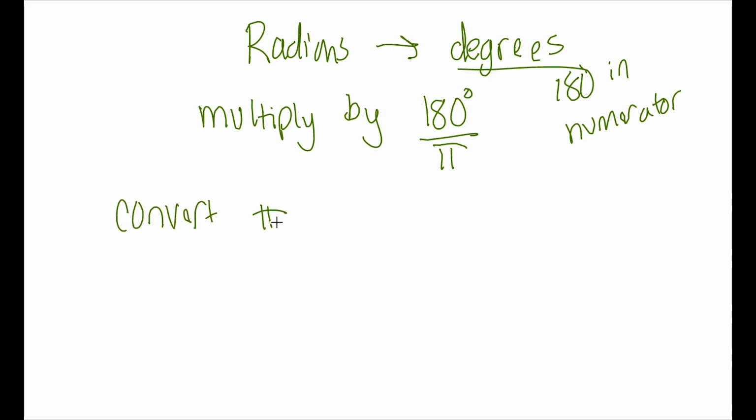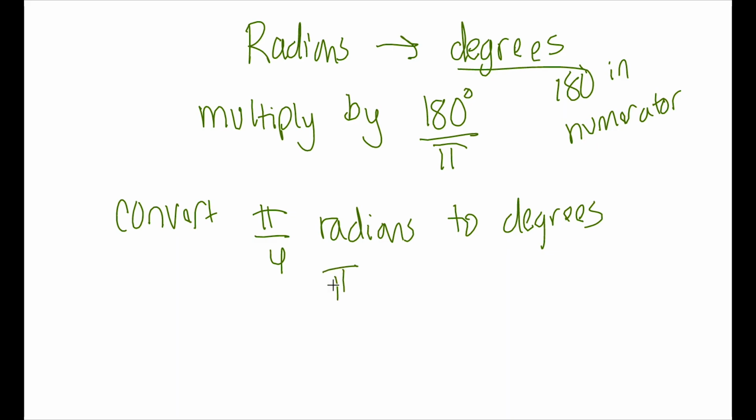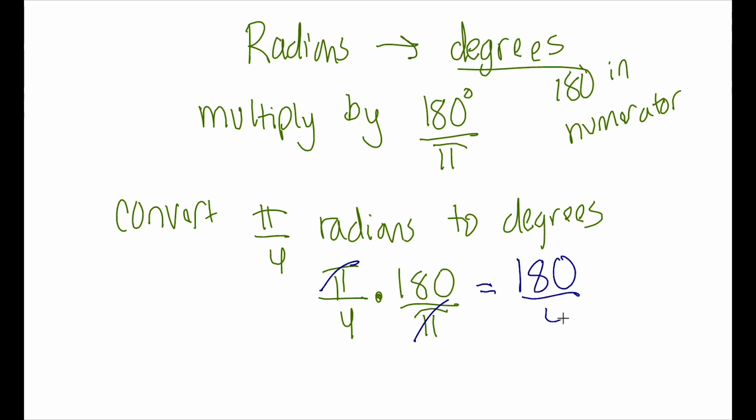Convert pi over 4 radians to degrees. So it's going to look like pi over 4 times 180 over pi. And this is good. We don't have to multiply anything by pi, because when you're multiplying fractions, you can simplify diagonally. So the pi's are gone, putting it into degrees, which is what we want. So we're left with 180 over 4. Just plug that into your calculator. And that gives you 45 degrees.